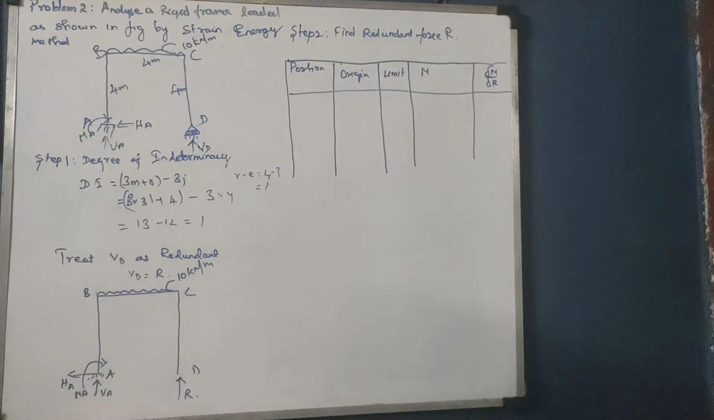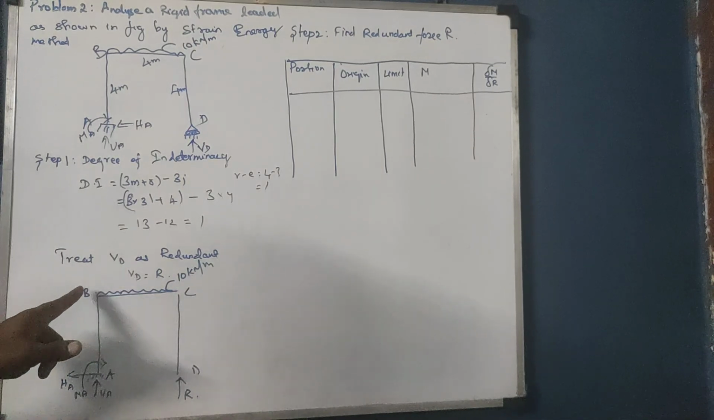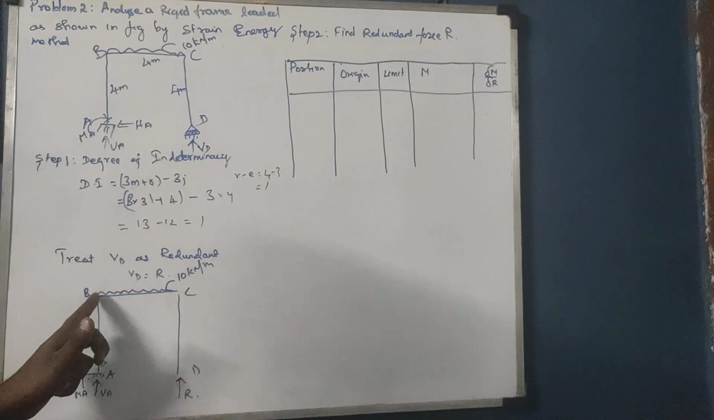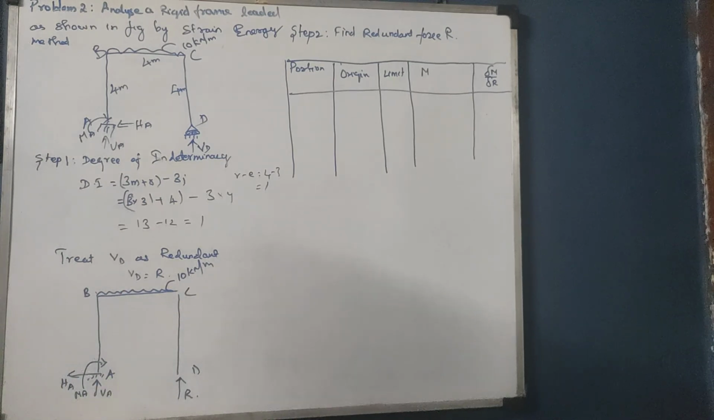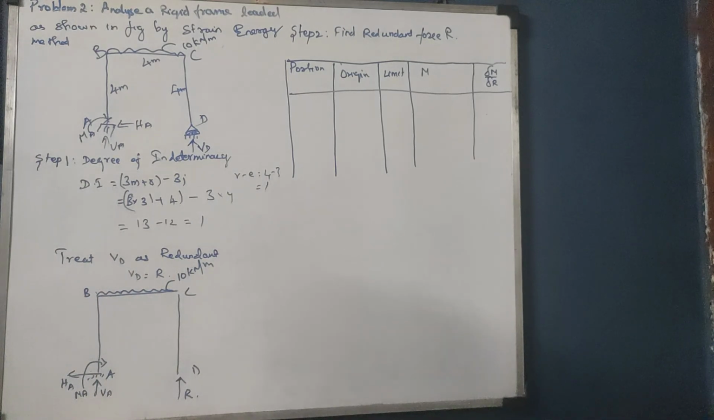So here, if there is a point load in a member, we have to consider that member as two portions. But here there is no point load. Here there is only one UDL. If there is a UDL over this span, we need not split it into two portions. We consider this as a single portion. If there is a point load, then we have to consider it as two portions, right?